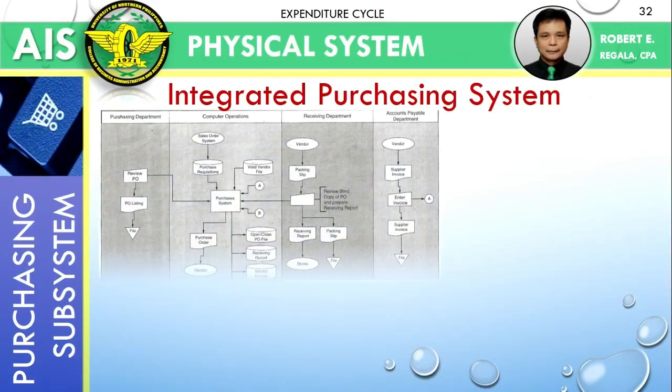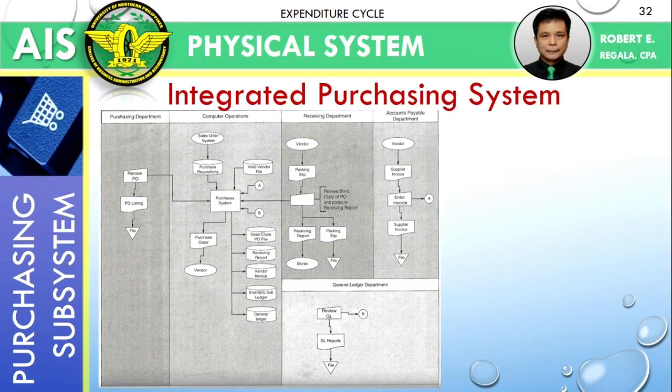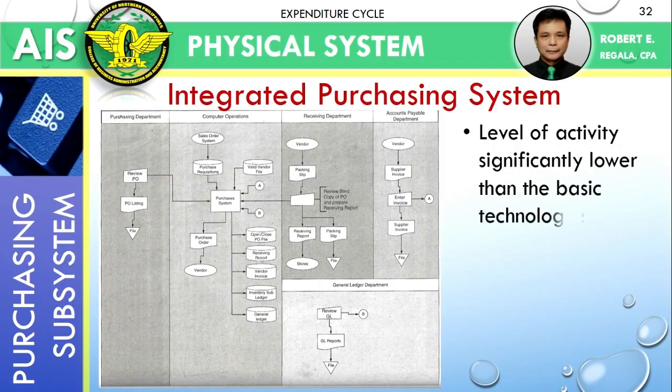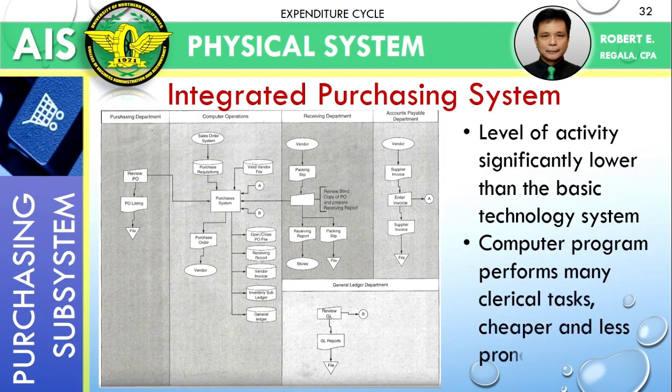Integrated Purchases Processing System. The business process on the slide illustrates a typical integrated purchases system. Notice that the level of departmental activity is significantly lower than that of the basic technology system presented previously. Labor-intensive activities that characterize the basic technology system add greatly to the cost of system operation and result in human error. In the advanced technology system, computer programs perform many clerical tasks, which is much faster and far less prone to error.